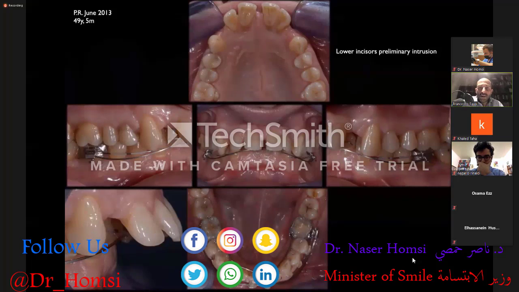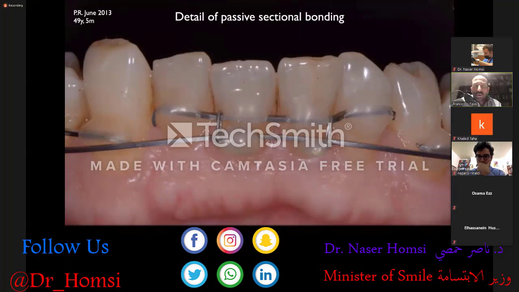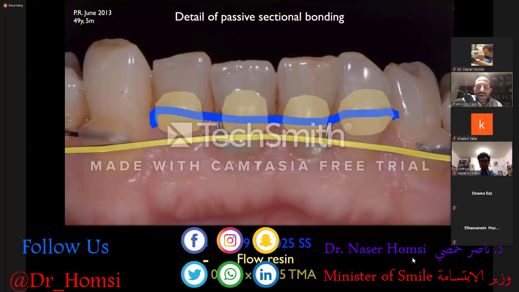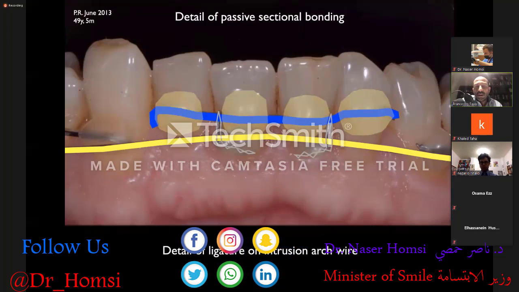We started by intruding the lower incisors, and I would like to share with you some details of our appliance. We have passive sectional wires, 19x25, bonded directly on the enamel of the lower incisors with flow resin. This connects a 19x25 stainless steel wire to the enamel of the teeth. And then we have a 17x25 TMA intrusion wire, which intrudes the lower incisors. Here we can see a detail of the ligature of the intrusion arch wire.